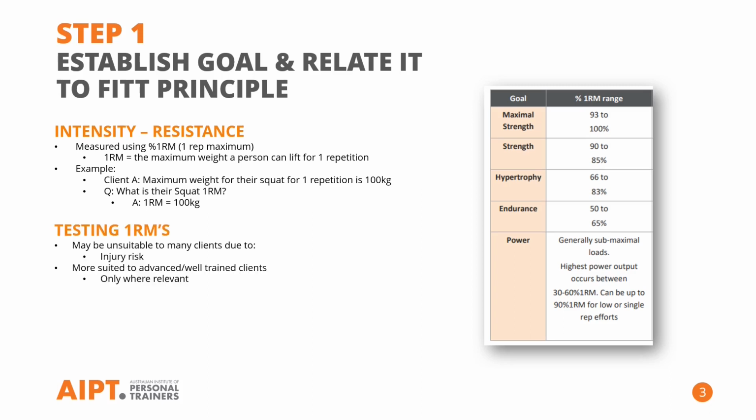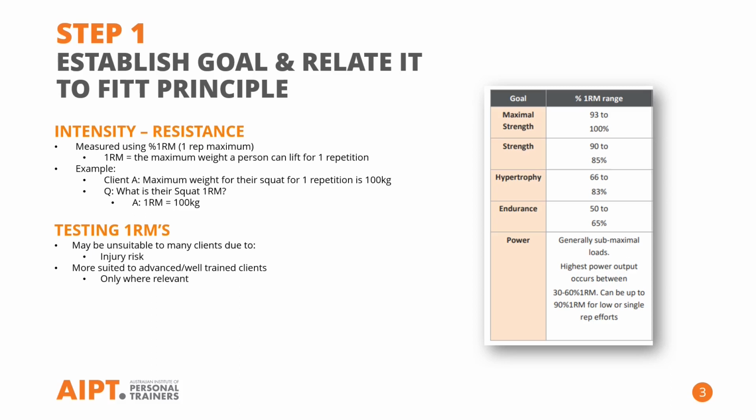So you can establish someone's 1 rep max through testing protocols, but you have to consider that a 1 rep max, because it's the maximum weight that they can lift, does carry a slightly increased injury risk, especially if someone isn't conditioned to that exercise. So while testing 1 RMs is perfectly fine, depending on the scenario, it's generally more suited to advanced or well-trained clients, and we'd only use it where relevant.